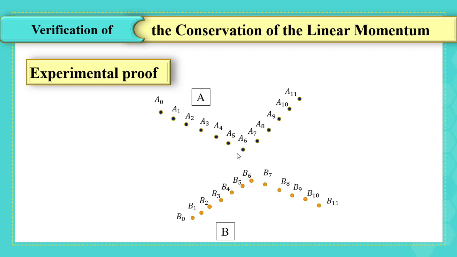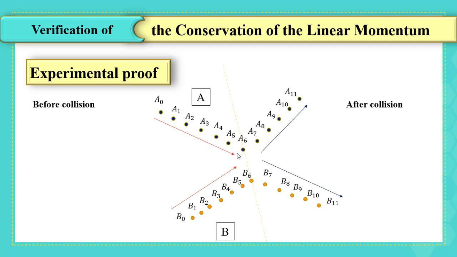Now experimentally. First, let's go back to the figure obtained by the experiment. We should name the dots to make the study of the positions clear: A1, A2 till A6 or B1 till B6 are the successive positions of the center of mass of A and B before collision, while A6 to A11, B6 to B11 are the successive positions of the center of mass of A and B after collision. We are going to make the study of the system A and B before and after collision.